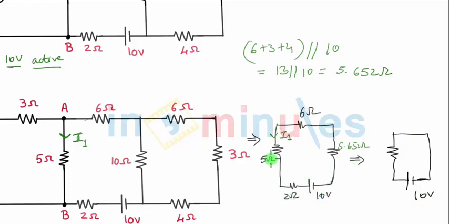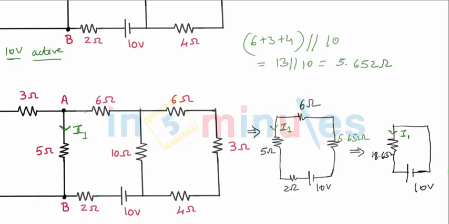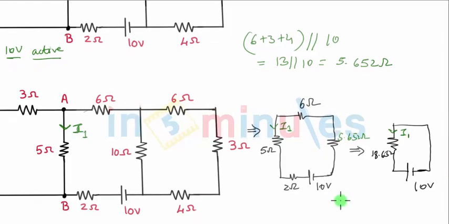The single resistance will be the sum of all these resistors in series. The resistors are 6 plus 5, that's 11, plus 2, that's 13, plus 5.652, so that will be 18.652. So this resistance becomes 18.652. And originally my current I1 will keep flowing in this particular direction. So now you can see that I can find out I1 using simple Ohm's law. My I1 is going to be equal to single voltage source 10 divided by resistance 18.652.